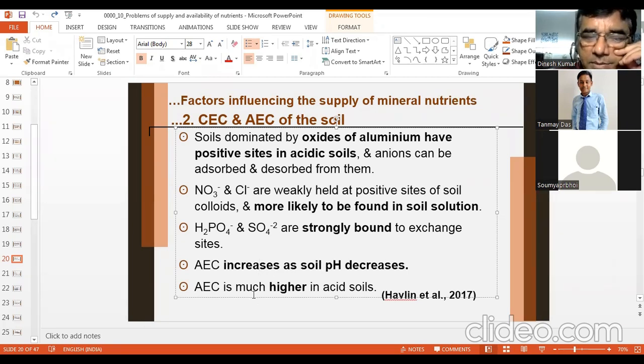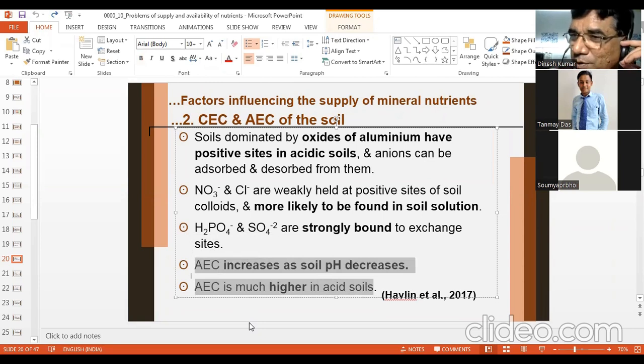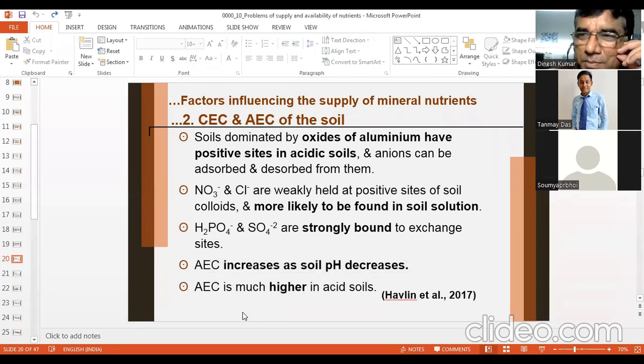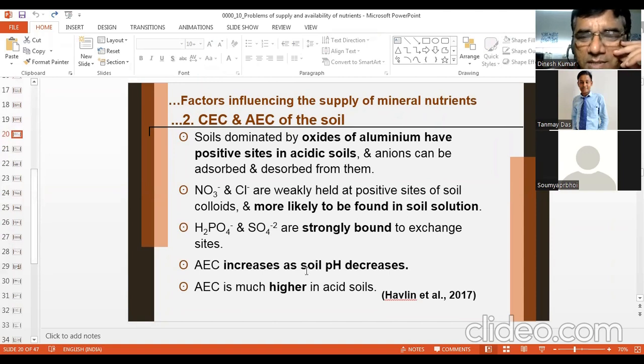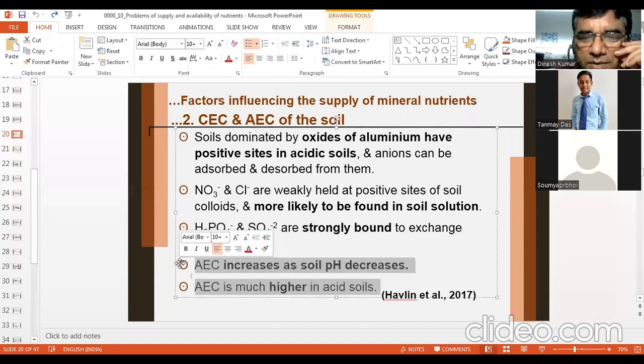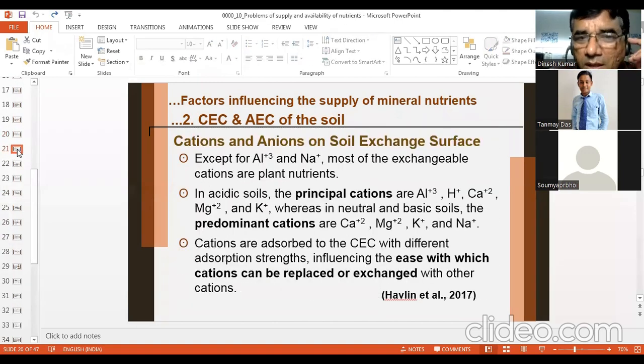And anion exchange capacity is much higher in acid soil. Why is it higher in acid soil? So these two questions are for you. Please find the answers and tell me. And the third one is the double diffused layer. I will not answer these questions. You have to find out yourself.